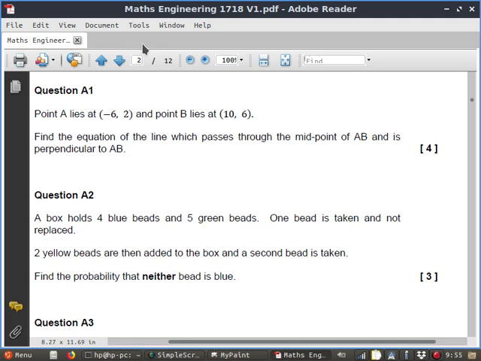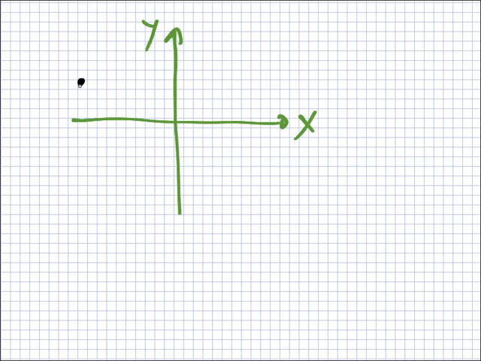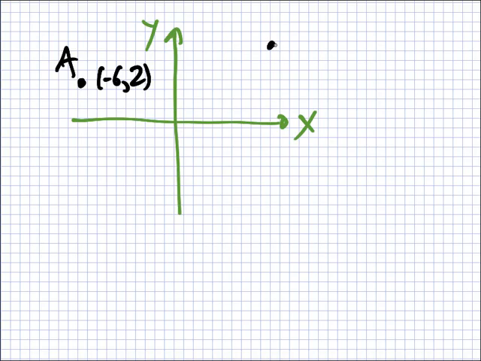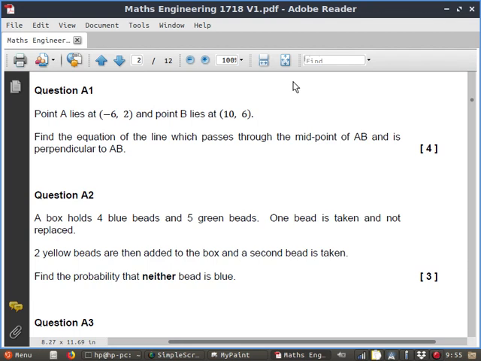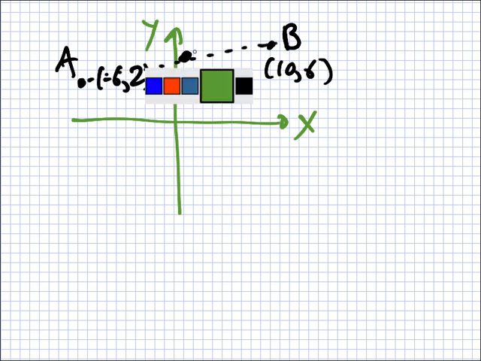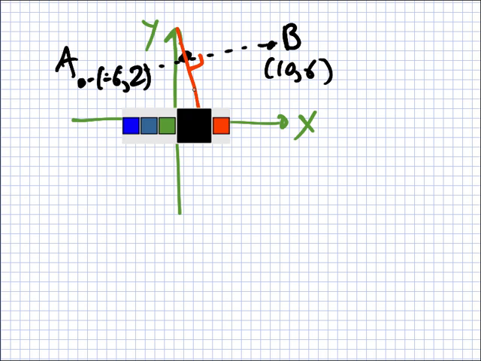Okay. A is here at (-6, 2). B is at (10, 6). Find the equation of the line which passes through the midpoint of AB and is perpendicular to AB. So there's some point in the middle here, and we have a line which is perpendicular to it. And we want this line. First, let's get the midpoint.